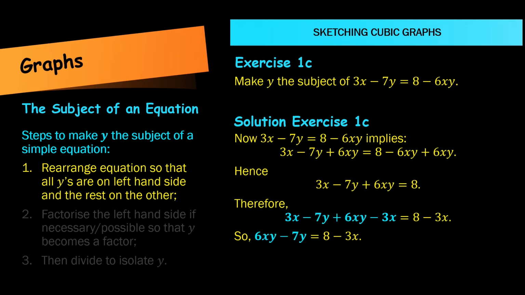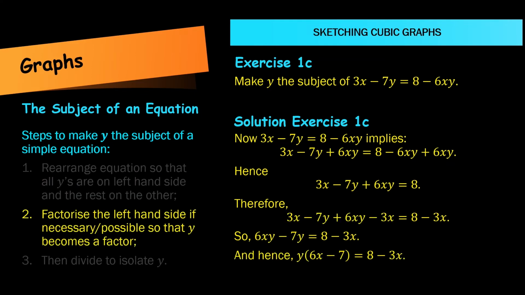And so we're left with 6xy minus 7y on the left-hand side. So only the y terms. And now we factorize. So 8 minus 3x, of course, stays as it is. We're factorizing the left-hand side. And factorizing gives us y times (6x minus 7).